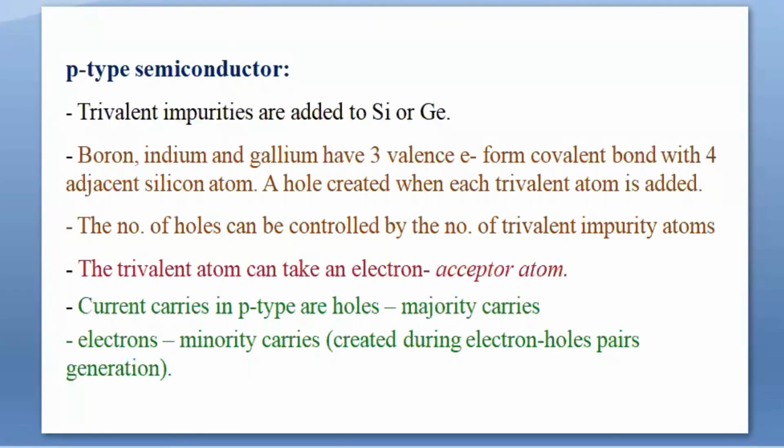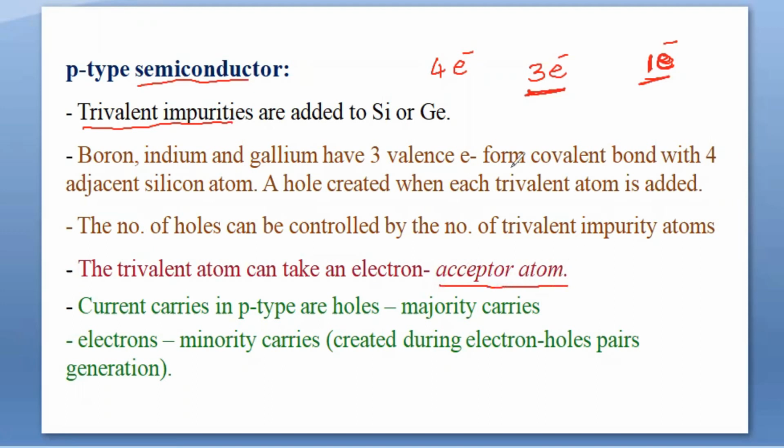Now let us see what p-type semiconductors are. In p-type semiconductors, the impurities are trivalent impurities. These have 3 valence electrons. Already we know that pure semiconductors contain 4 valence electrons. So here our impurities are deficient by 1 electron, so these are ready to accept 1 electron. That's why these impurities are called acceptor atoms.